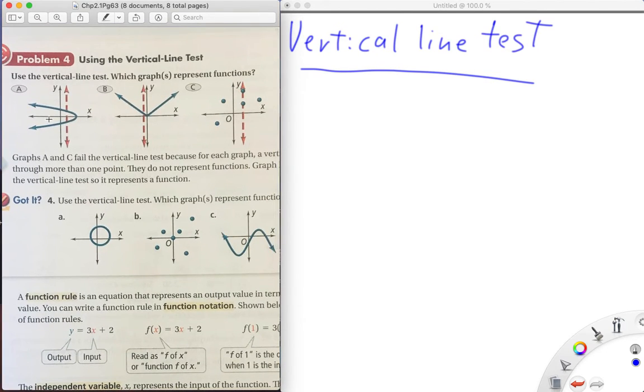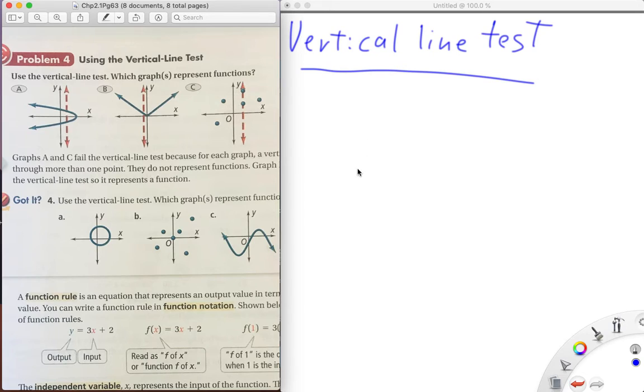So if we look at A, that is not a function. With the vertical line test, you can see that it hits the relation twice. B, this is a function. It passes the vertical line test. This is an absolute value function. And C, this is not a function because it has two dots intersecting the vertical line. So this is not a function.